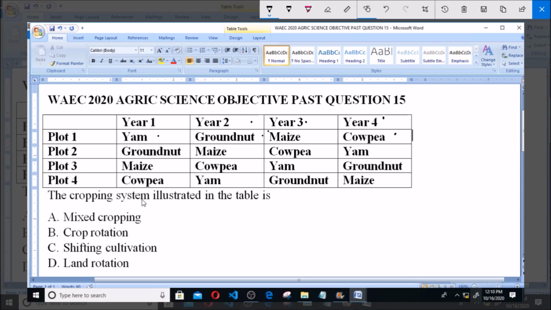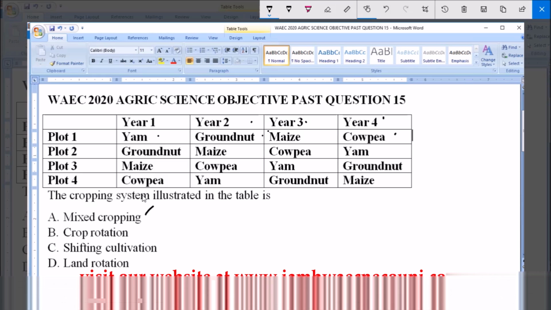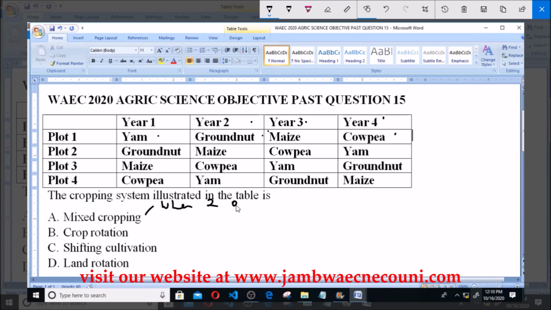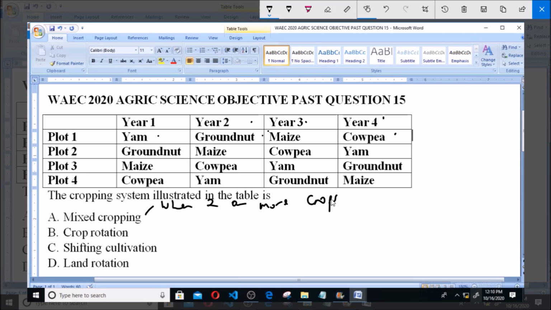Now, the cropping system illustrated in the table is A. Mixed cropping, B. Crop rotation, C. Shifting cultivation, D. Land rotation. Now, option A, which is mixed cropping, is when 2 or more crops are grown on the same land simultaneously. So that is mixed cropping, and from what we have here, of course, that is not the case. So you don't have 2 crops being grown on the same piece of land at the same time. So that is not the answer to this question.